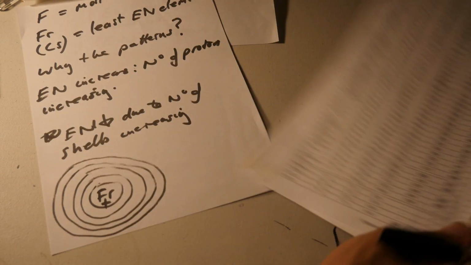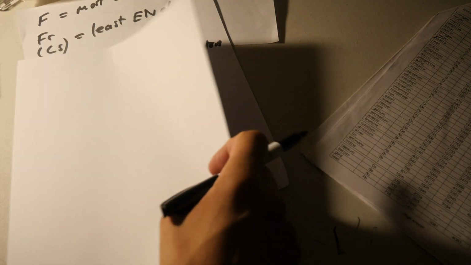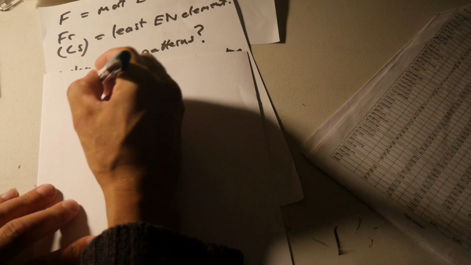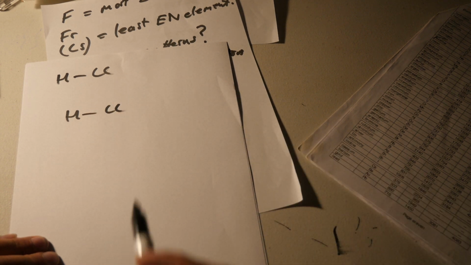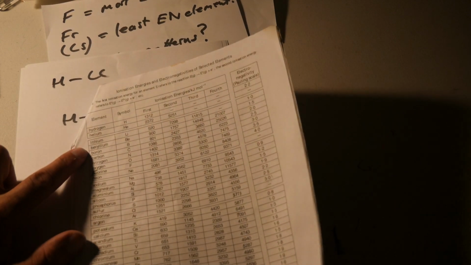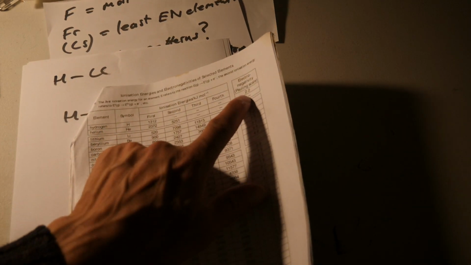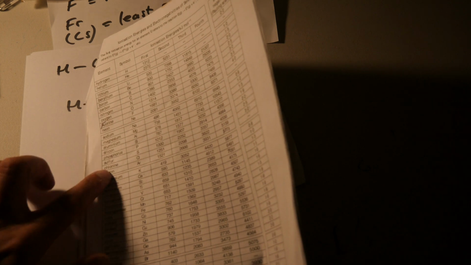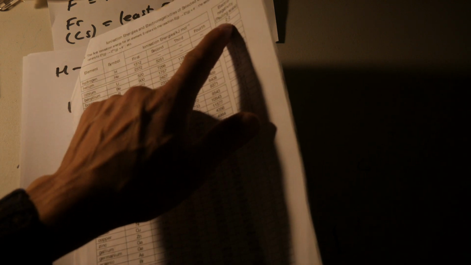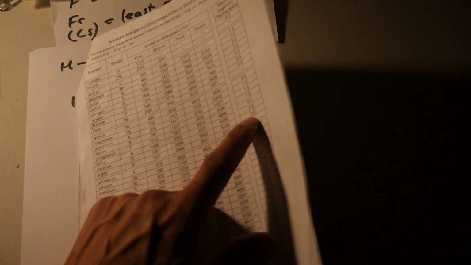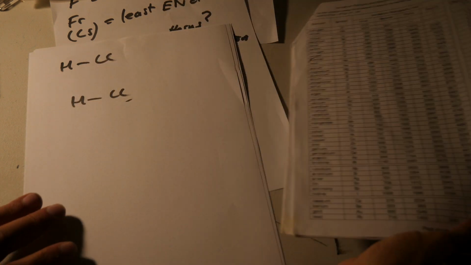A couple more things to explain. When you have hydrogen chloride, maybe I'll draw it here, this is much more electronegative than that. Hydrogen, for the record, has an electronegativity value of 2.2, and chlorine has a value of 3. Fluorine is 4.